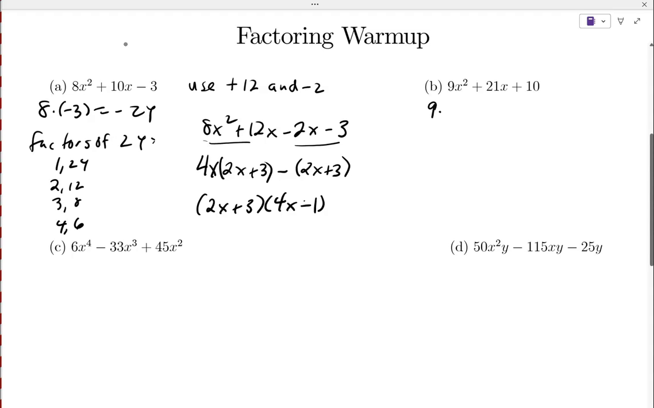Yeah, the 9 times 10, right? We get 90, right? Okay. So what do we want to find next? The factors of 90, right? What are the factors of 90?